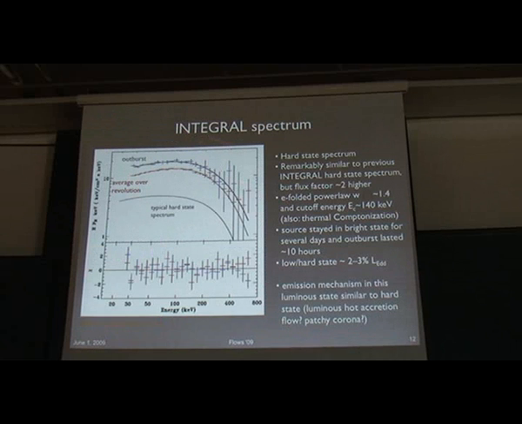And quickly, the INTEGRAL spectrum is depicted here. This is the typical hard state spectrum of Cygnus X-1. For comparison, this blue spectrum is from the outburst, and the red spectrum is the average over the whole revolution. Basically the source was about a factor of 2 brighter than it has been in the past, and it sustained it for quite a long time. It stayed in this bright state for several days. Let's say the outburst lasted for about 10 hours.